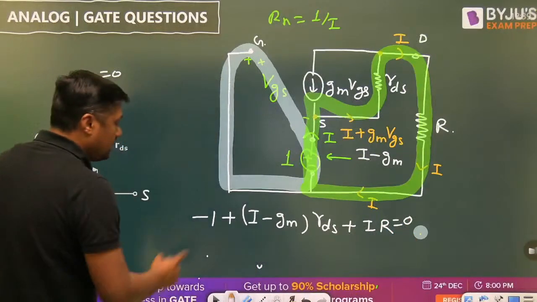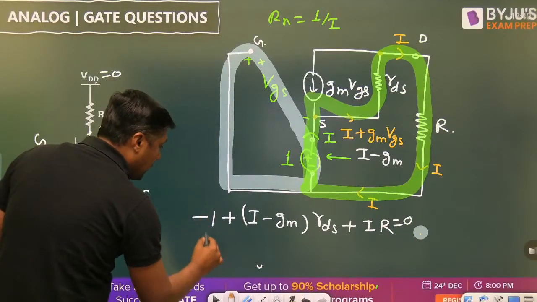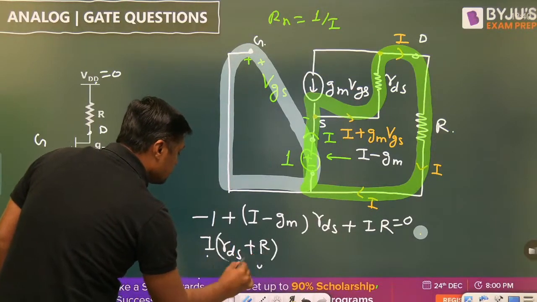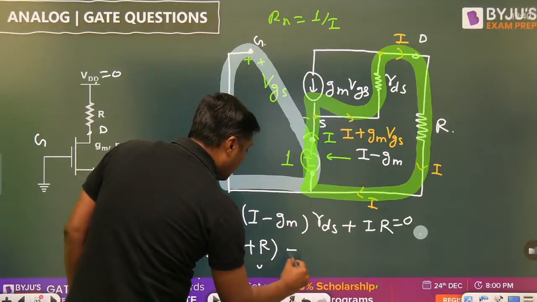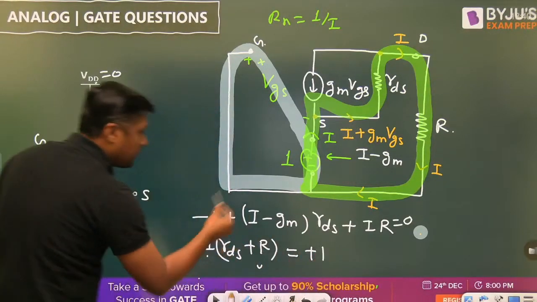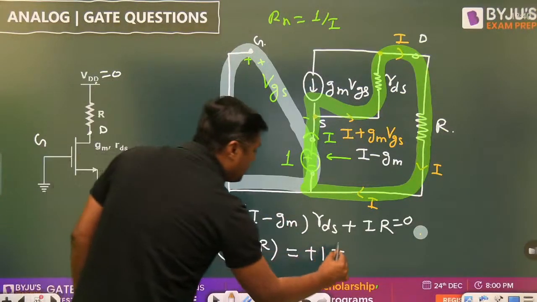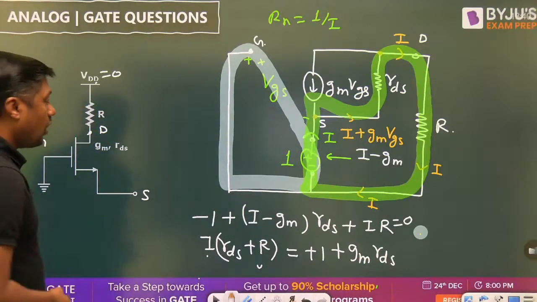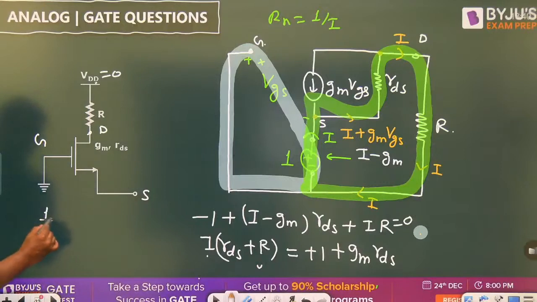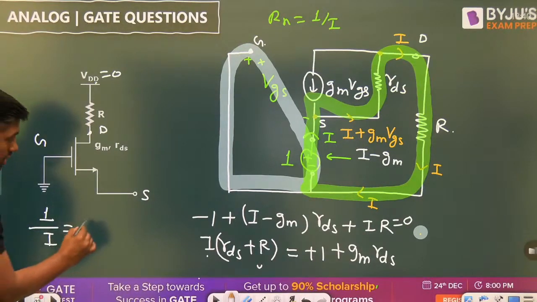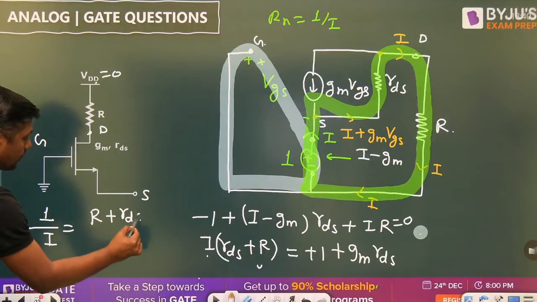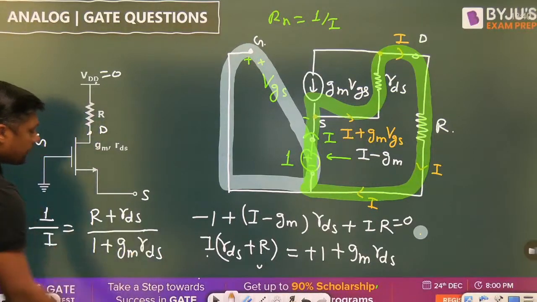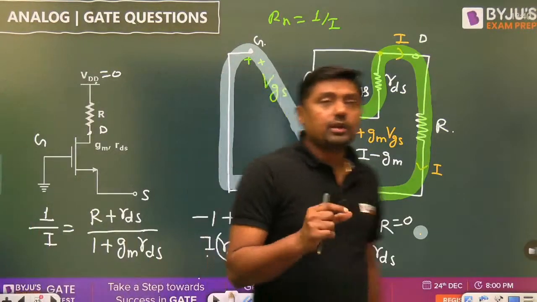You have to find 1 by I, so you will write I times RDS plus R is equal to minus, this will become plus, and this minus gm RDS will become plus. So what is the 1 by I? From this you will get 1 by I is equal to R plus RDS upon 1 plus gm into RDS. Very simple question. And this output resistance is very, very low value.